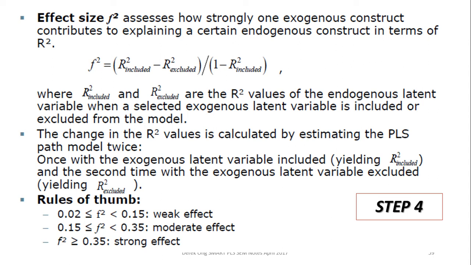How the effect size is calculated is through this particular formula here, where we take the R-squared included, which is the full model, minus the R-squared excluded, where we take out the exogenous variable that we want to calculate, divided over 1 minus R-squared included. R-squared included is the full model, and R-squared excluded means we take out the latent variable. We're going to use the rule of thumb of 0.02 to 0.15 as a weak effect, 0.15 to 0.35 as moderate, and anything above 0.35 will be a strong effect, as explained by Cohen, 1988.